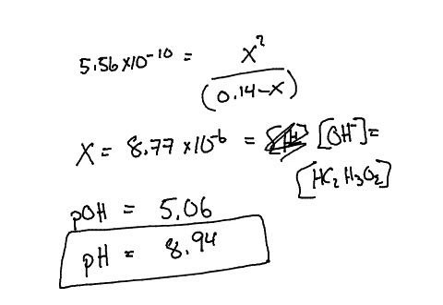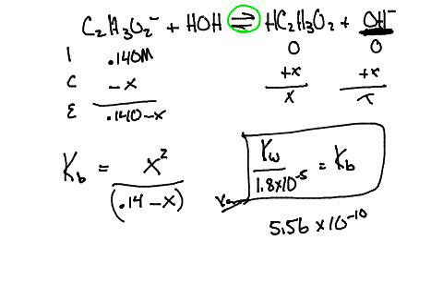Now, does that make sense? If it makes sense, we should have a base. And since we produced hydroxide, yes, it makes it a base. Basic solutions have pHs greater than 7. Ours was 8 and some change, and so that's greater than 7, so it makes sense.